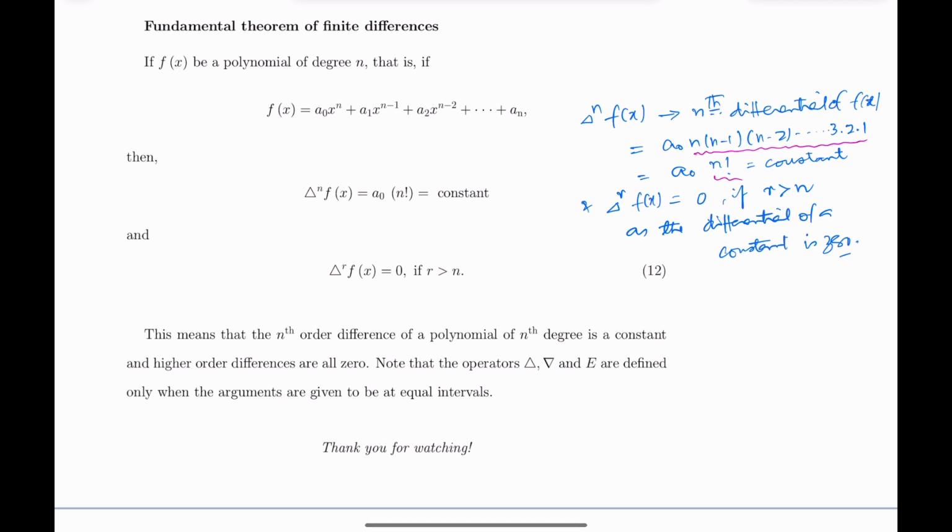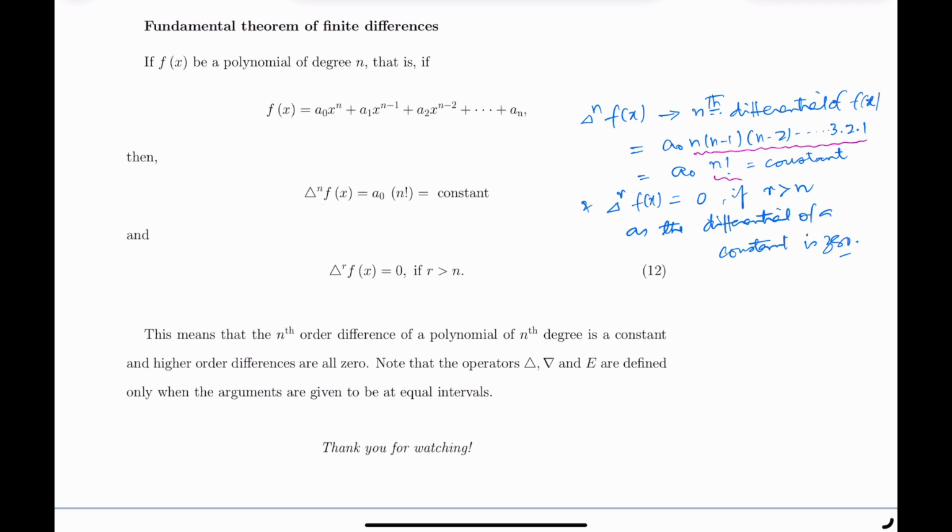Next we have the fundamental theorem of finite differences. If fx be a polynomial of degree n, that is fx is equal to a naught x to the power n plus a1 x to the power n minus 1 plus a2 x to the power n minus 2 plus up to an, then delta to the power n fx is equal to a naught factorial n, and this is a constant.